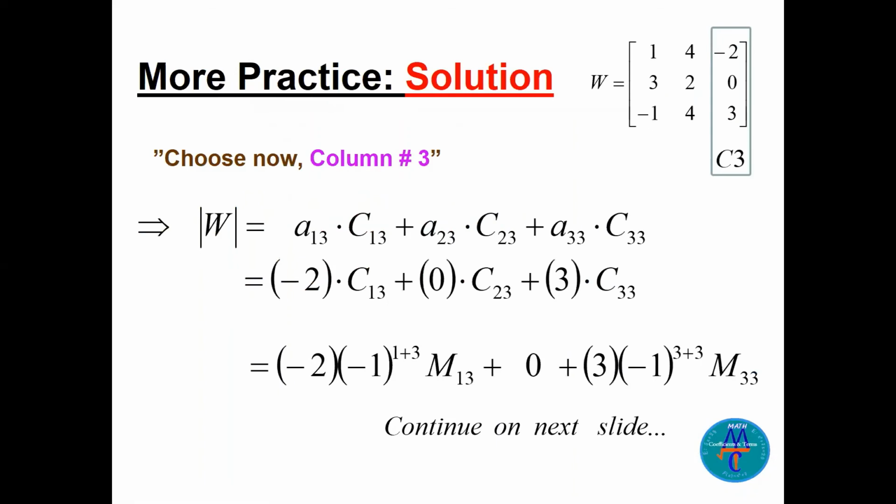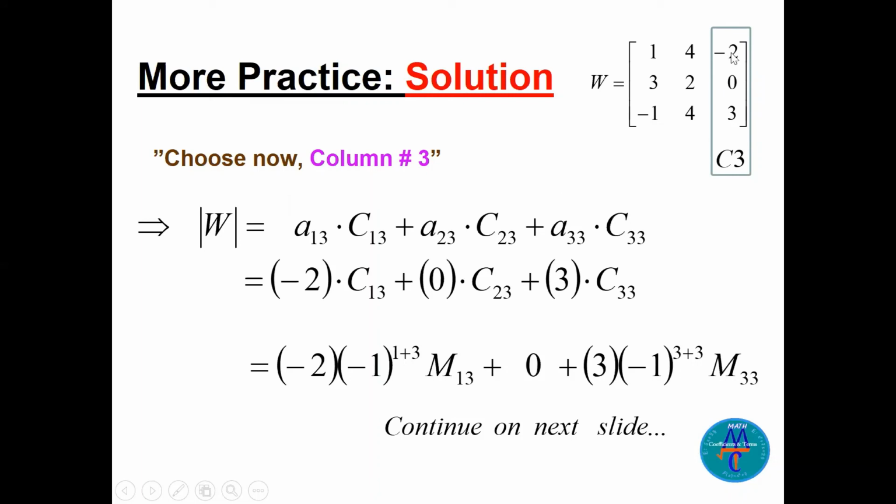Okay. Let me choose column 3. See, this is column 3: minus 2, 0, 3. I will say again, you can choose row 1, row 2, or row 3. You can choose column 1, column 2, or column 3. It's up to you completely. Choose the one that has more zeros, better.